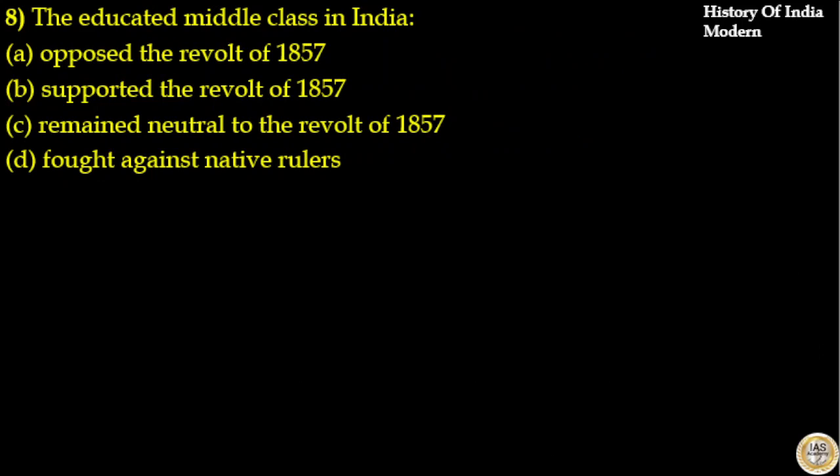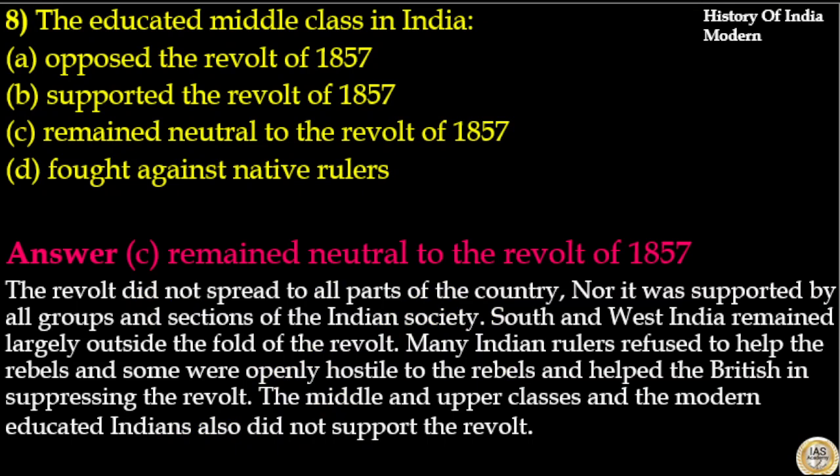The educated middle class in India, option A opposed the revolt of 1857, option B supported the revolt of 1857, option C remained neutral to the revolt of 1857, option D fought against native rulers. Here answer to this question is option C, remained neutral to the revolt of 1857.